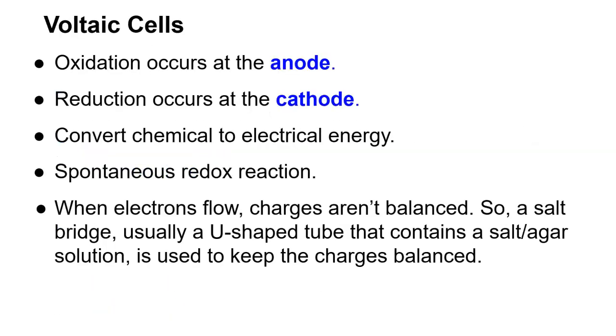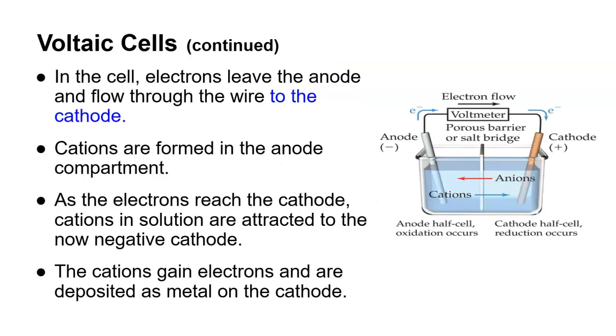For a voltaic cell, your oxidation, loss of electrons, is going to happen at the anode. The reduction occurs at the cathode. You might remember "An Ox, Red Cat" from last year to help you remember this. Like I said before, it's a chemical to electrical energy conversion. It's a spontaneous redox reaction. We'll take a look at what this salt bridge does.